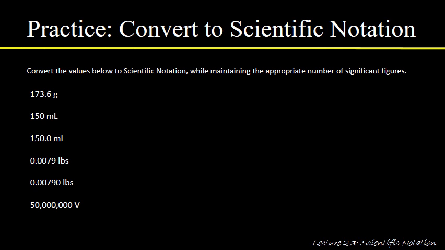Okay, let's try some practice here. Take each one of these numbers, each one of these measured values, let's say, and convert it to scientific notation. And as you convert it to scientific notation, try to retain the same number of significant figures as we have in the original number here. Okay. All right, go ahead and hit the pause button, write all of these down, then rewrite them in scientific notation, and then unpause, and I'll show you my answers.